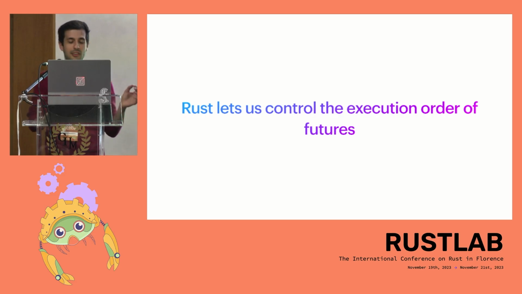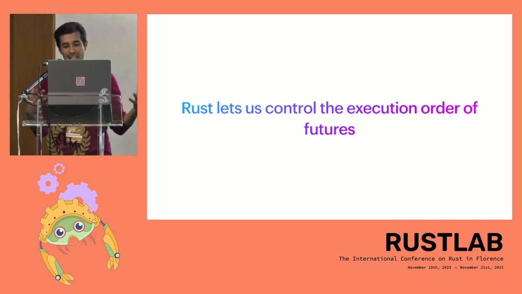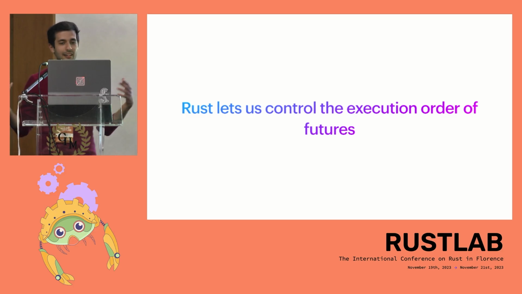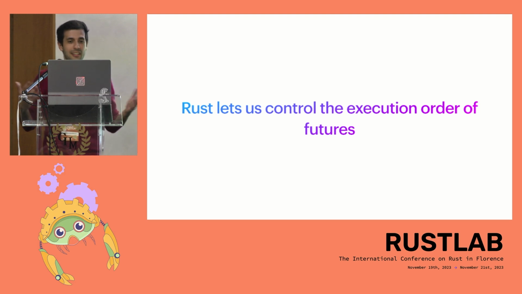The crucial idea with this is that Rust lets us control the execution order of futures, in particular of tasks. And this is not to be taken for granted. I worked a lot with JavaScript and Node, and there you just don't know what's going to happen. Sure, you can monkey patch the world, but you don't have access to how these futures are scheduled and run. So Rust is amazing for this, I think.